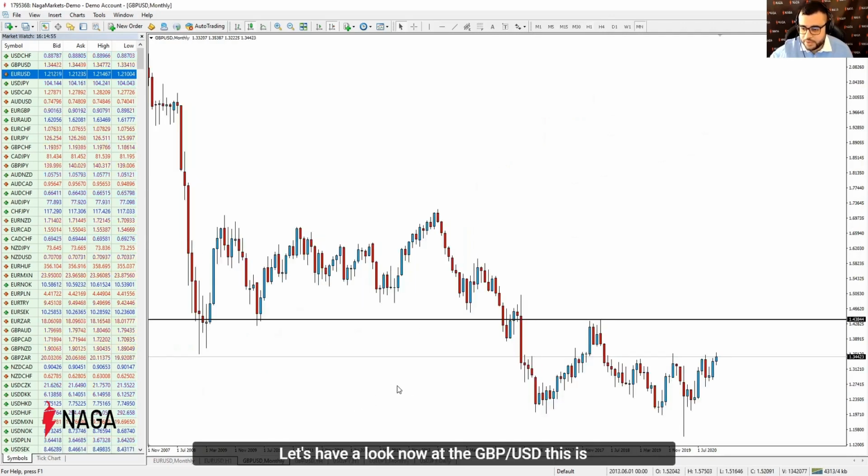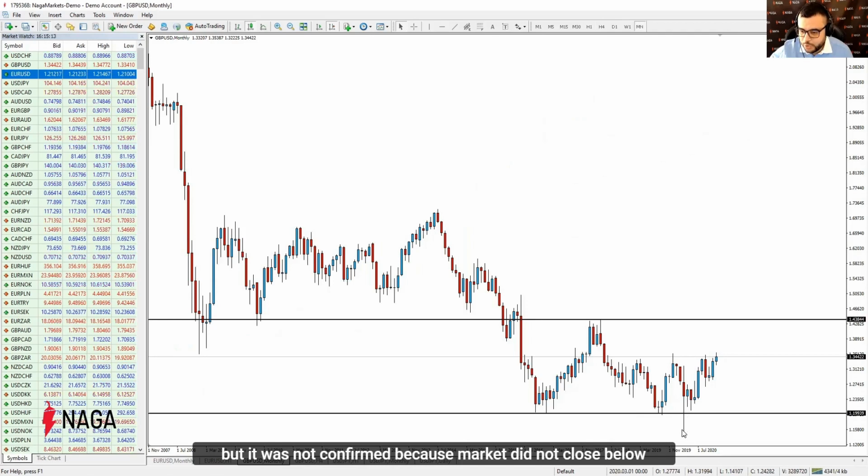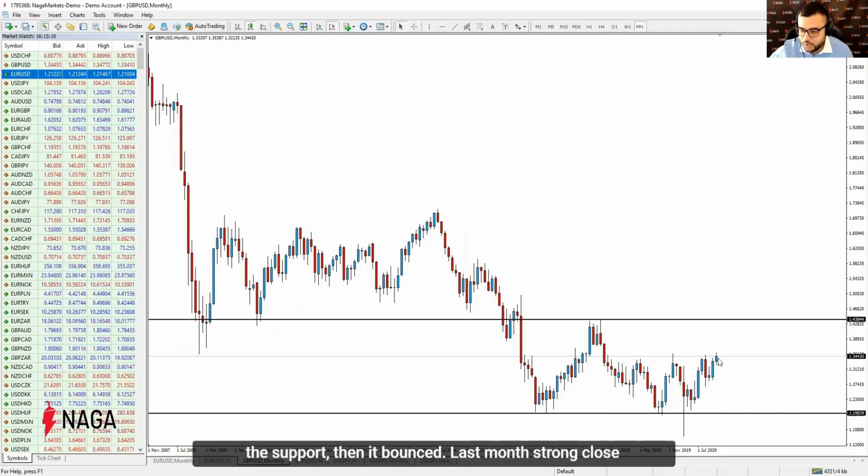Let's have a look now at the sterling dollar. This is the monthly chart of sterling, and as you can see here, around 120 gave a very strong support to the pound. Okay, it was tested like 3 times in a row. Here we can see a breach lower, but it was not confirmed because market did not close below the support. Then we bounced. Last week, strong close, and last month, strong close, and we have a continuation now.